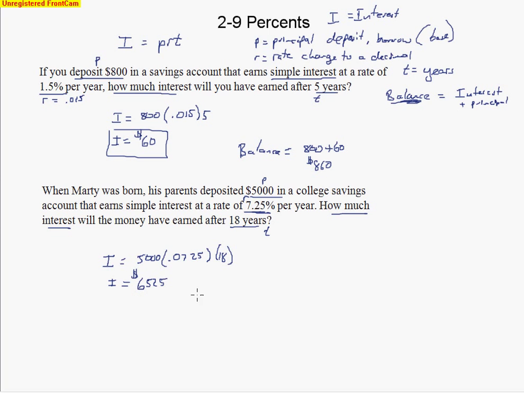If we wanted to find the total, the balance, how much is in the account, that's when we would add the two together to find out how much he had all together. So looks like he's got $11,525. Not too bad for that balance. But this is the answer that they were looking for in this case.